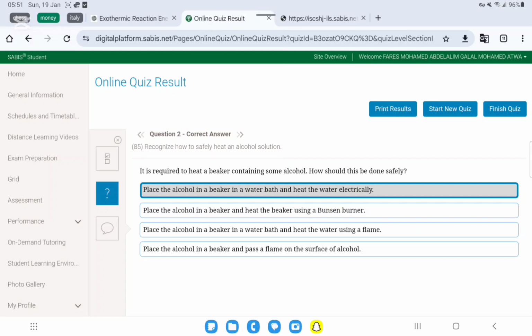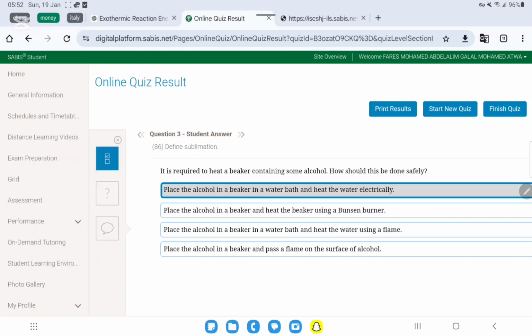You need to use an electric heater. That's what you say in the written part if they ask you. You have to heat the alcohol electrically, because a Bunsen burner or a flame can make it burn and be highly dangerous.